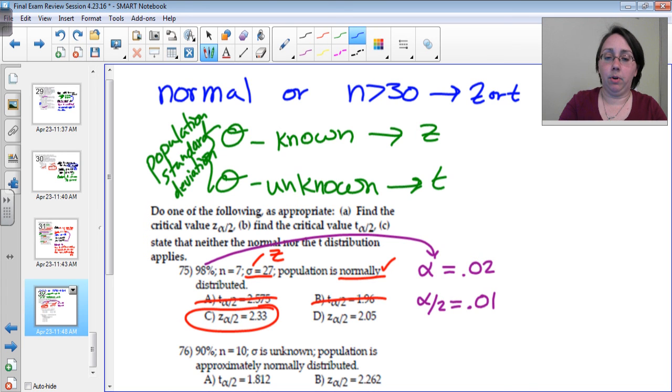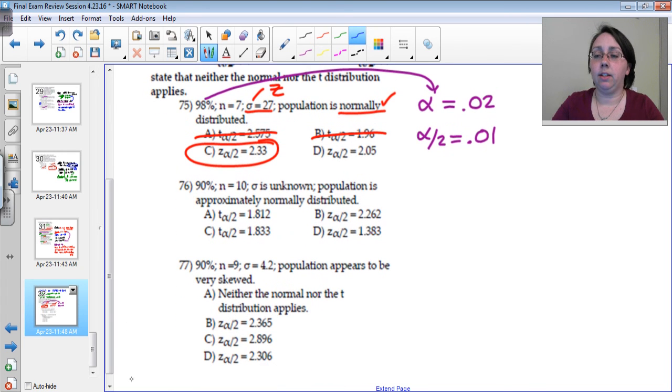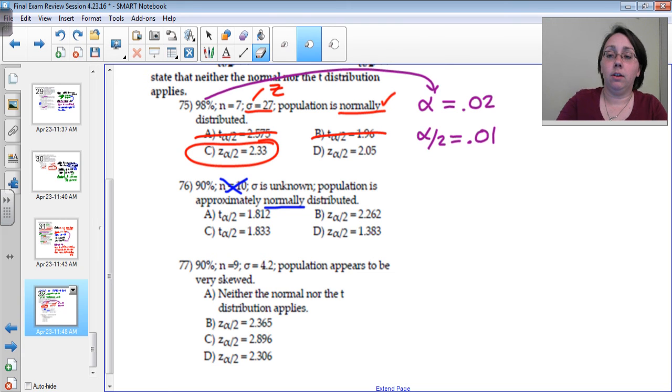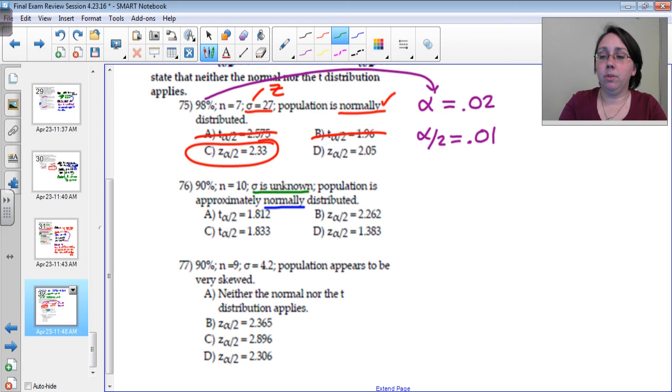All right, what about the next one? Can we do Z or T? It's less than 30, so that doesn't do it for us. It's normal. Very good. And if it's normal, you can do Z or T. How do you determine which one? Sigma is unknown, so that tells you to use T. That was correct. Now, how do you find your T? First I can cross out the Z's. 50-50 shot now.